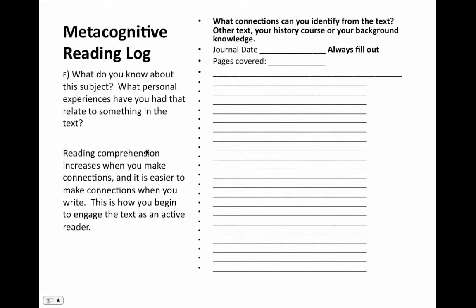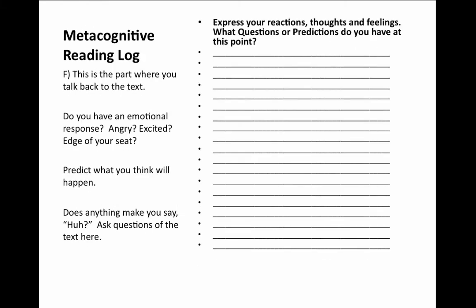When you go to the back, you'll find a section that says, what connections can you identify from the text? Other text, your history course, or your background knowledge. So this is where you tell me what you know about this subject. What personal experiences have you had that somehow relate to something happening in the text? So we find that reading comprehension actually increases when you are able to make connections from your prior knowledge, and it's easier to make connections when you're writing. So this is how you begin to engage the text as an active reader.